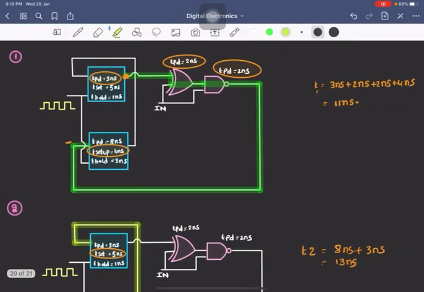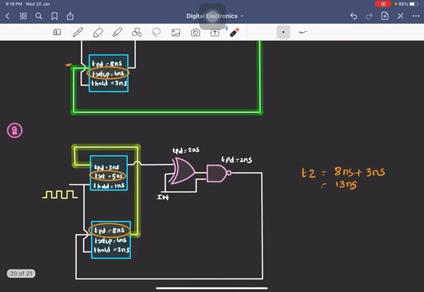Now let us see the first path. This is the first path, as I already said. So here you are starting, and because you are starting at a flip-flop, you should consider the propagation delay of that flip-flop, that is 3 nanoseconds, and you encounter two gates, so you should consider the combinational delay of those two gates, that is 2 nanoseconds and 2 nanoseconds, and then you are ending at a flip-flop, so you should consider the T setup time of that flip-flop. So totally the time period will be 3 plus 2 plus 2 plus 4, that is equal to 11 nanoseconds.